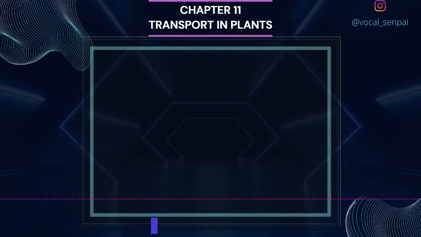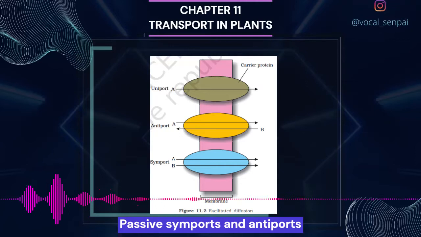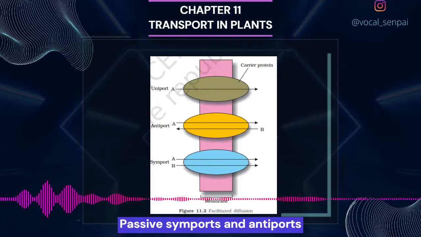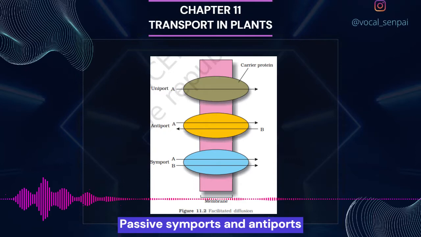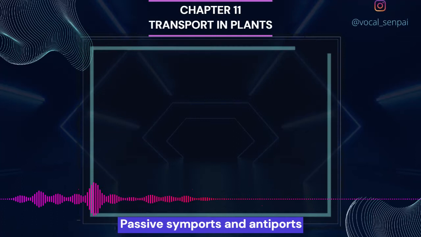Passive symports and antiports. Some carrier or transport proteins allow diffusion only if 2 types of molecules move together. In a symport, both molecules cross the membrane in the same direction. In an antiport, they move in opposite directions, figure 11.2. When a molecule moves across a membrane independent of other molecules, the process is called uniport.